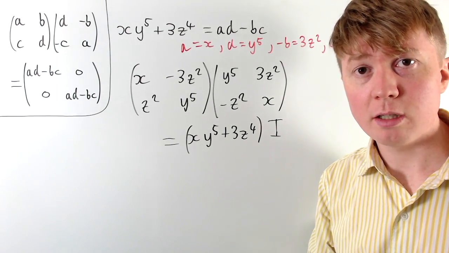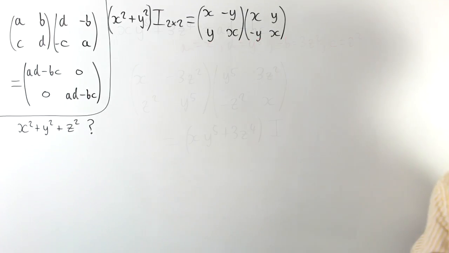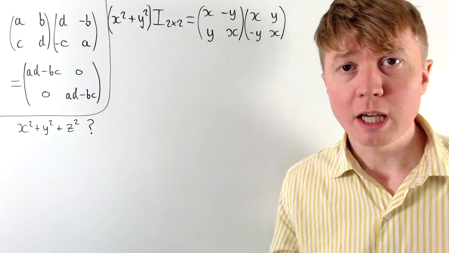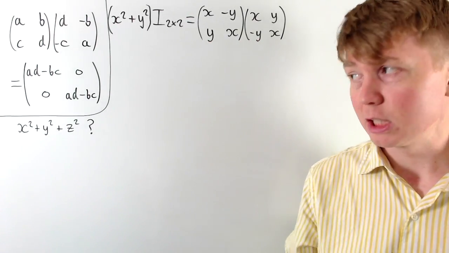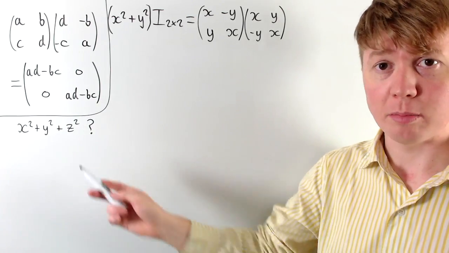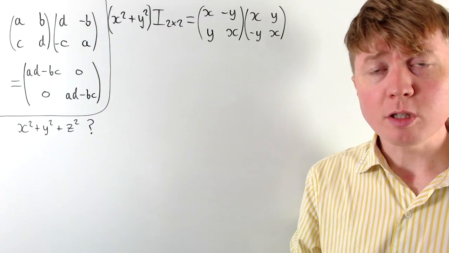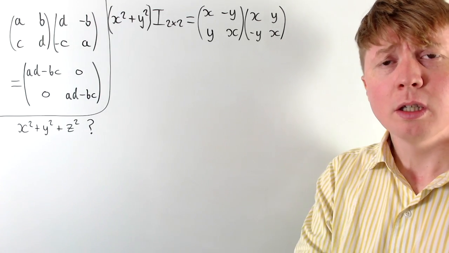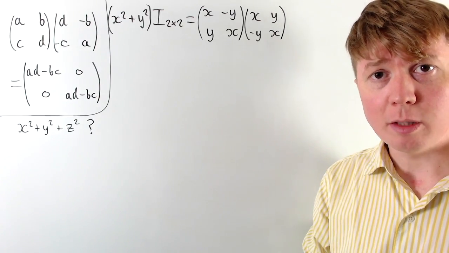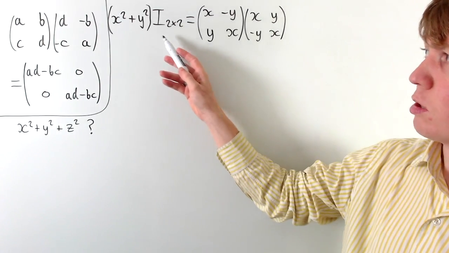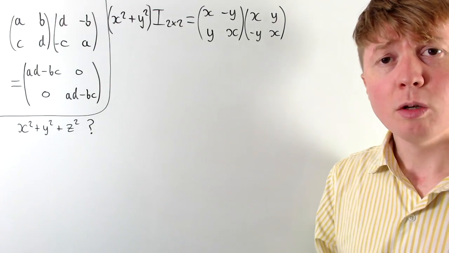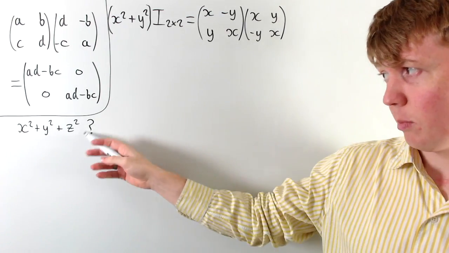But if we want to factorise a polynomial that has 3 or more terms in it, so for example x squared plus y squared plus z squared, then our previous approach isn't quite going to work. We can still factorise the x squared plus y squared part using 2 by 2 matrices, and we could even do the same for the z squared part on its own.